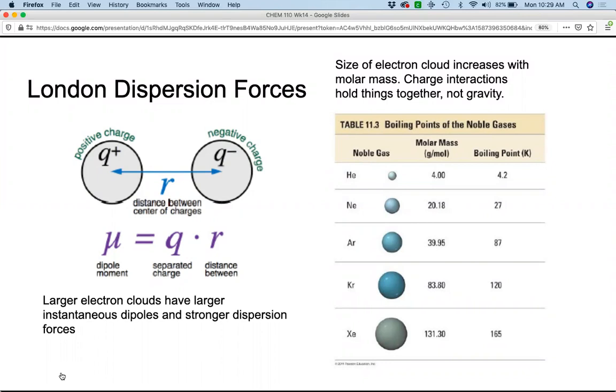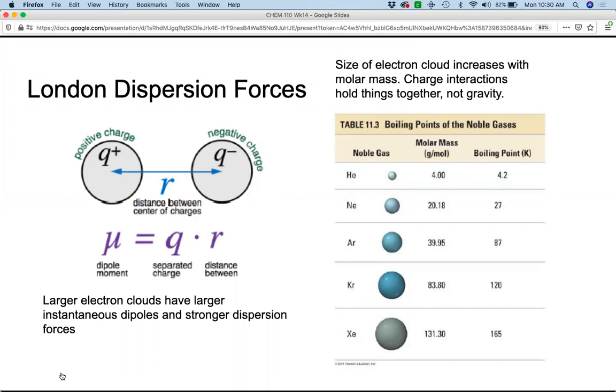So a good way to think about this is that the size of the electron cloud is going to increase with molar mass. So it's the charge interactions that hold things together, not gravity. So it's really the London dispersion forces between molecules that hold them together. So if I think about noble gases, for example, and their molar masses, the larger the noble gas, the greater the molar mass, the higher its boiling point is going to be.